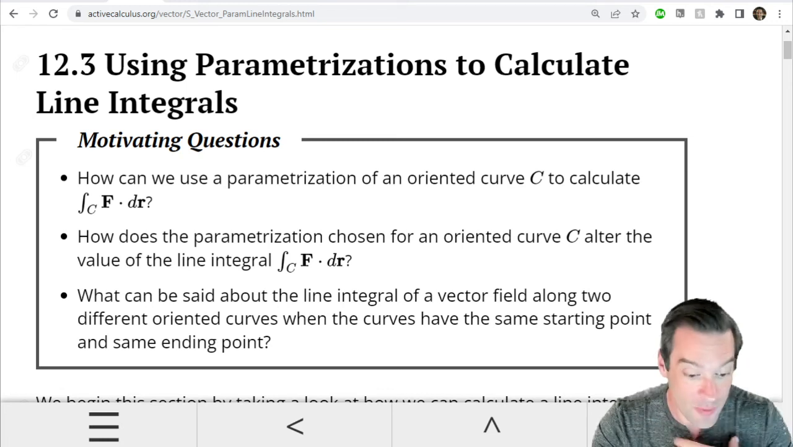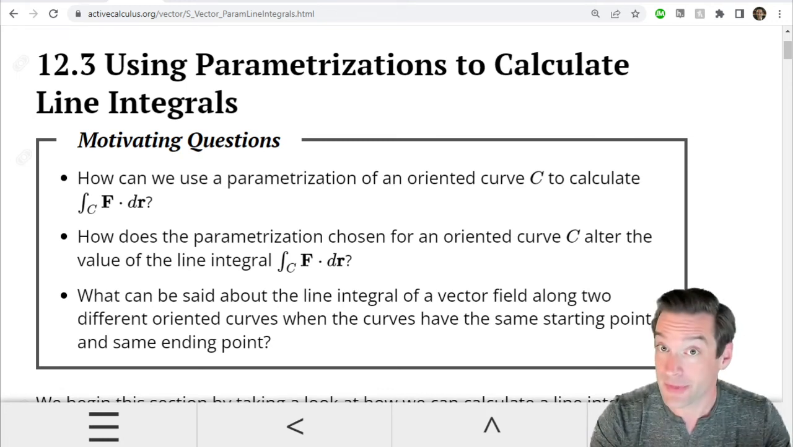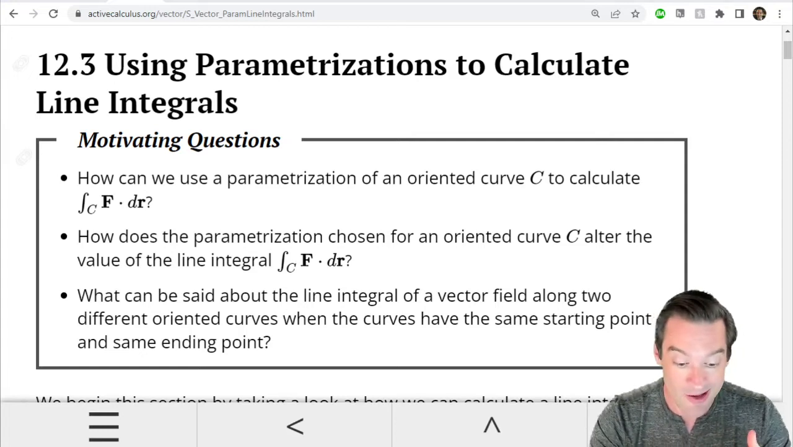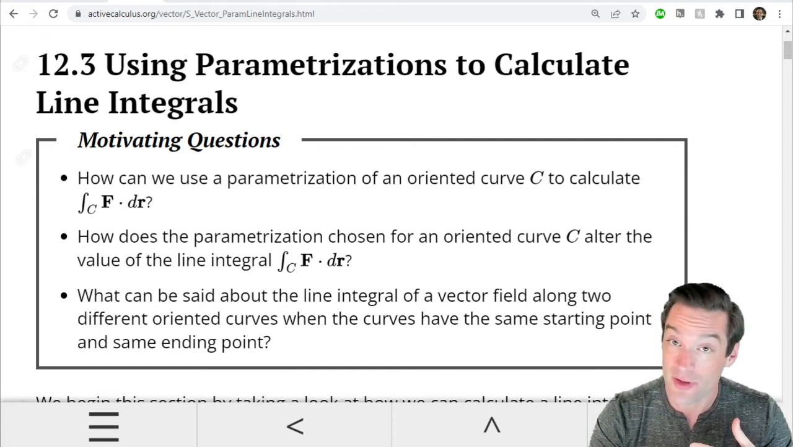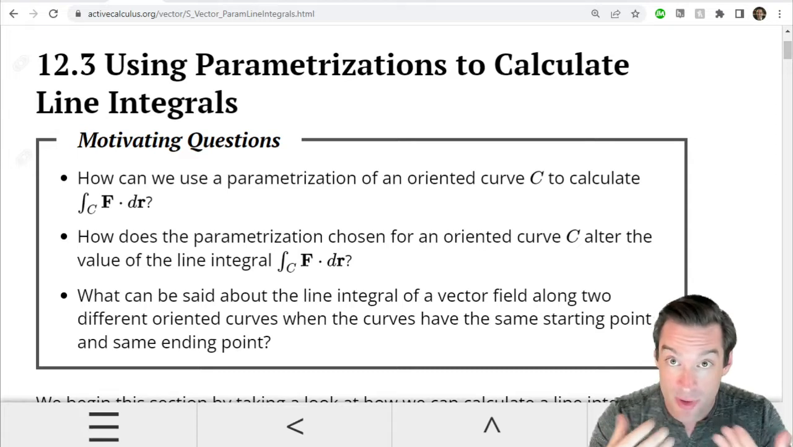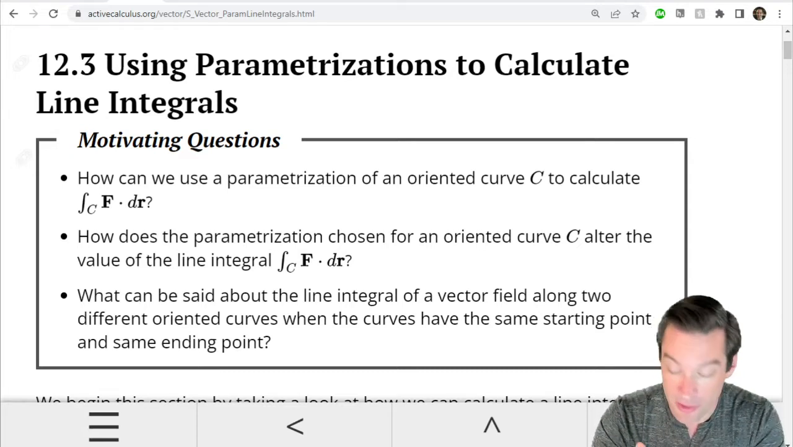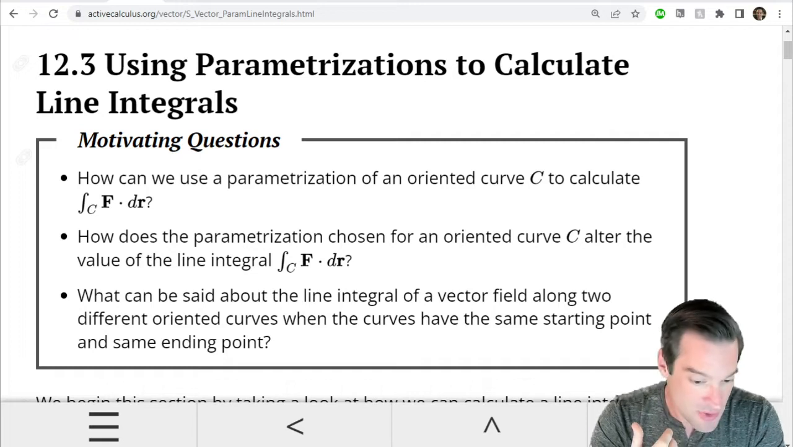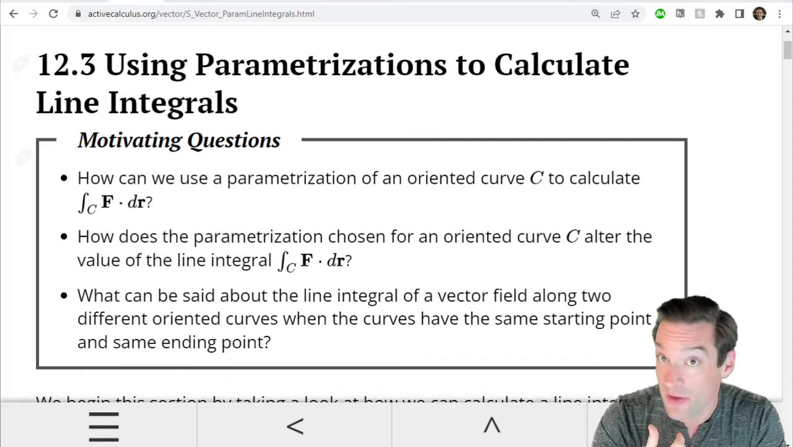Now that we understand what a line integral tells us, the extent to which the vector field that we're integrating aligns with the velocity vector of the parameterized curve that we're traveling and integrating along, we want to build some tools for actually computing the values of these path integrals. And so the next 2 or 3 sections of the text are devoted to that.